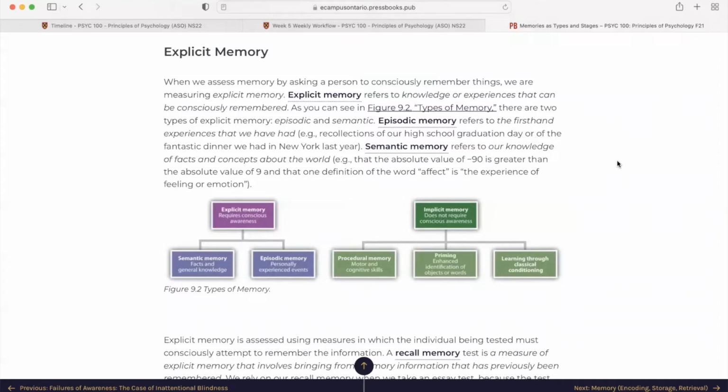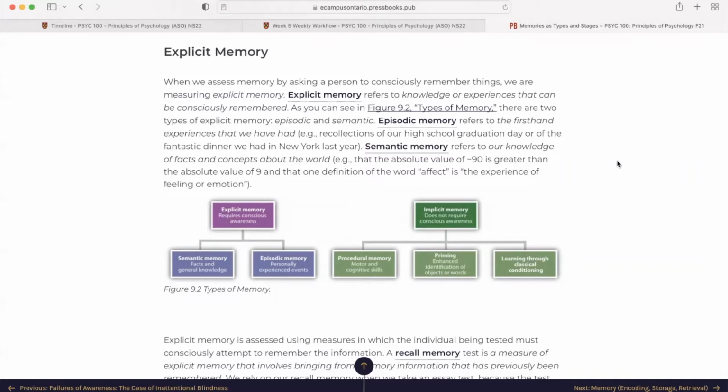Episodic memory refers to the first-hand experiences that we have had. For example, recollections of our high school graduation day or the fantastic dinner we had in New York last year. And then semantic memory refers to our knowledge of facts and concepts about the world. For example, the absolute value of -90 is greater than the absolute value of 9. And that one definition of the word affect is the experience of feeling or emotion.